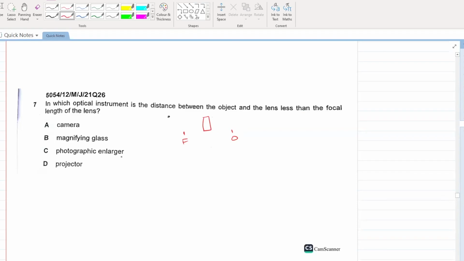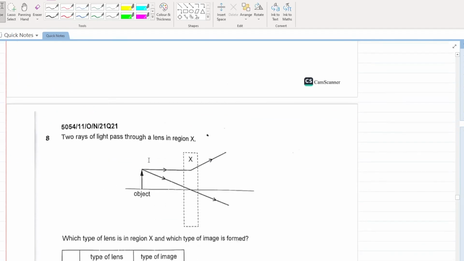In which scenario, or you can say optical instrument, do we place the object between the optical center and the focal point? Camera, no. Magnifying glass, yes. Always remember, for a magnifying glass, we place the object between the optical center and the focal point.